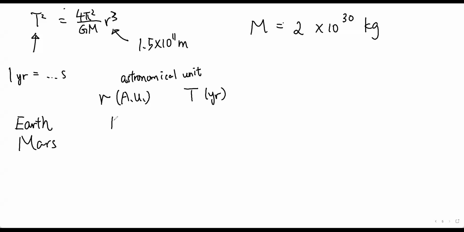Yeah. So you know the period of the Earth is 1 year. Is it? So let me give you the orbital radius of the Mars orbiting around the Sun. It's 1.5 AU.